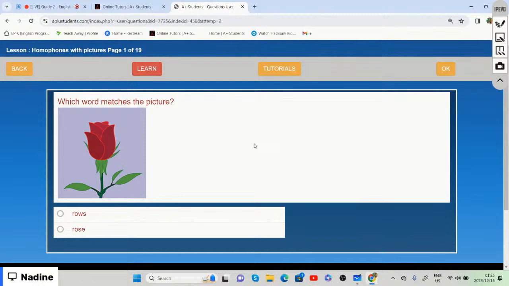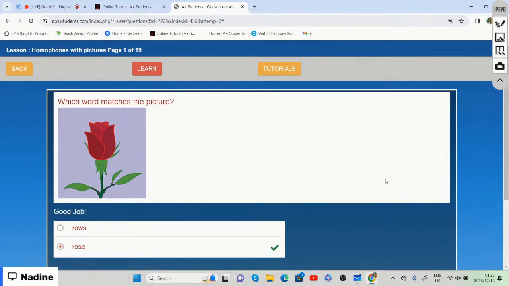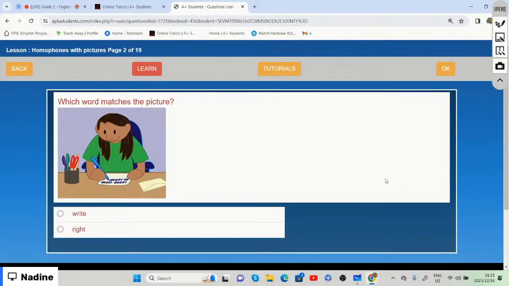And if we were to select the correct word, and then yes, we will choose rose, right? Which is the second option. So rose, it's a flower, beautiful rose. So well done. Rose is correct.